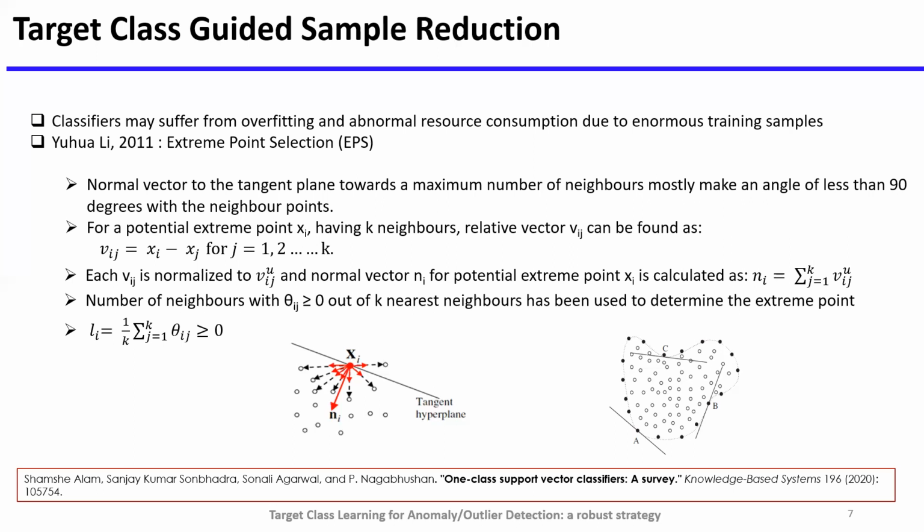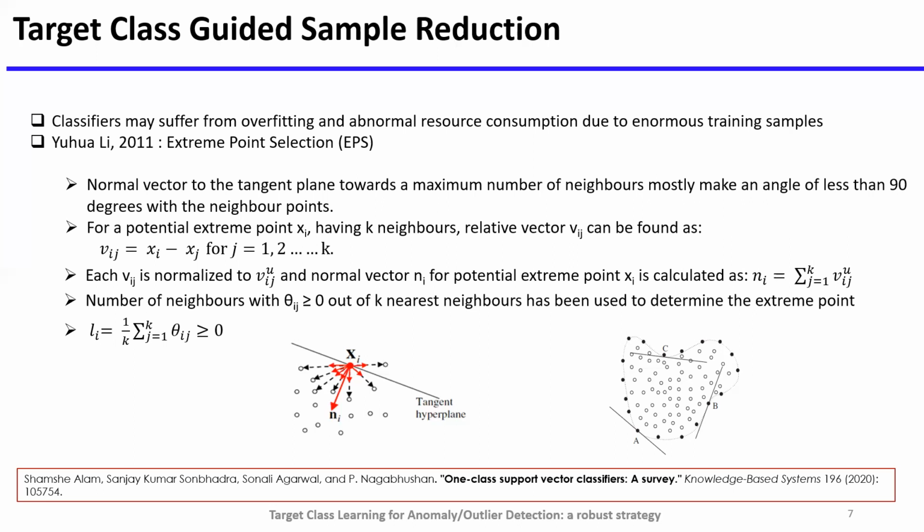So if we know which points are the most promising extreme points, boundary points, or support vectors, and we are able to identify those points, then those points are sufficient to train the model. All other target class samples can be ignored because they do not contribute much information, as they are going to be inside the whole distribution of the data.